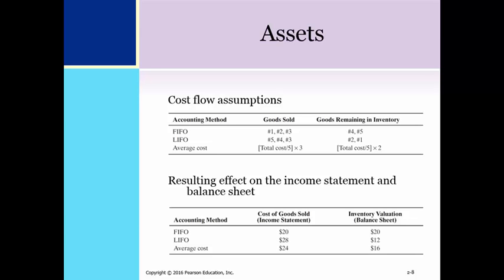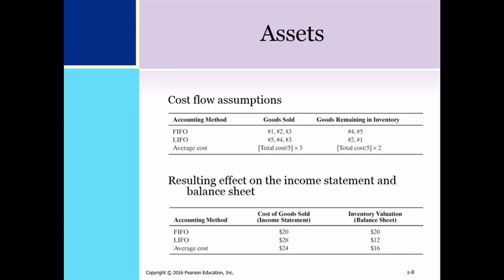Using FIFO, the cost of goods sold dollar amount will be the total of units number 1, number 2, and number 3, which cost $5, $7, and $8, for a total of $20. The ending inventory amount will be the cost of the last 2 units, which cost $9 and $11, for a total of $20.